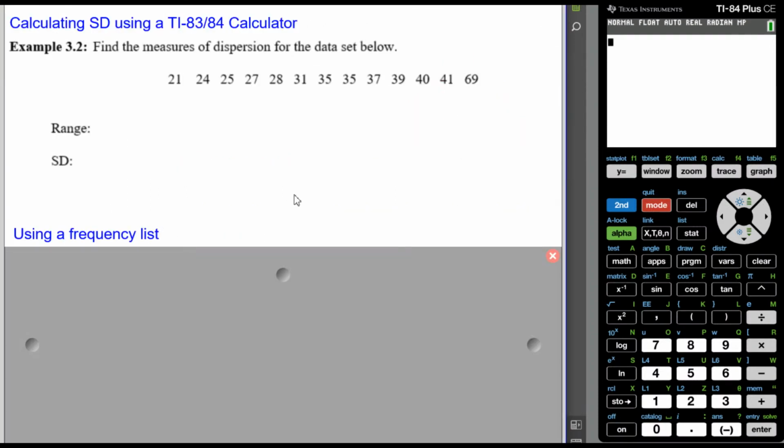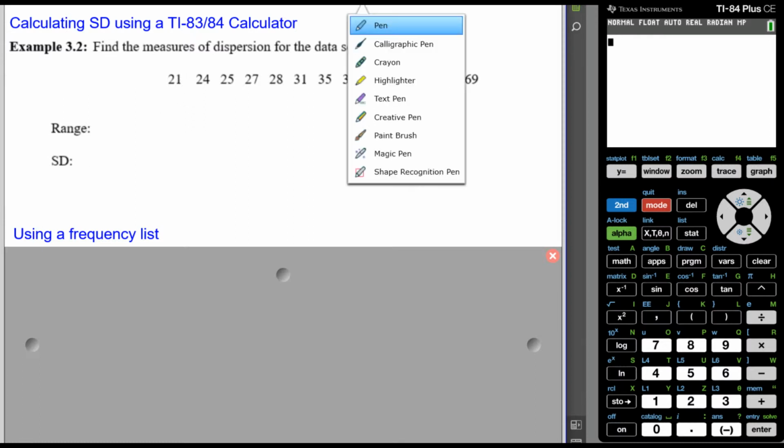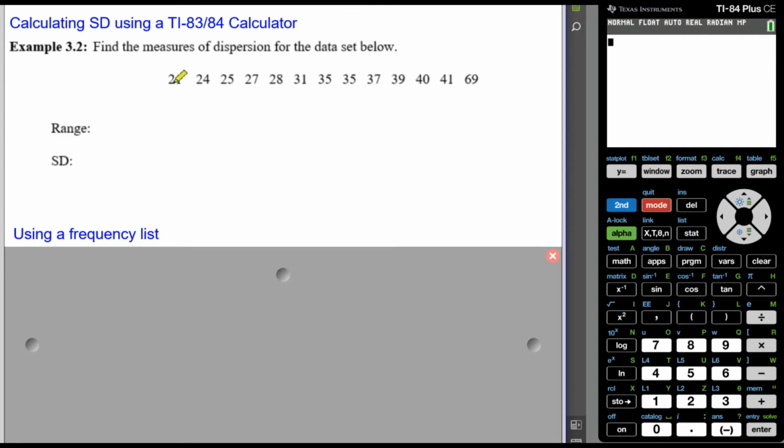So how do we calculate this measure? So if I want to find the measures of dispersion for the dataset given here, I can find its range and standard deviation. Now its range we can calculate fairly directly. All I need to do is look at the smallest and largest value and take their overall difference. So in this case the range is 48.